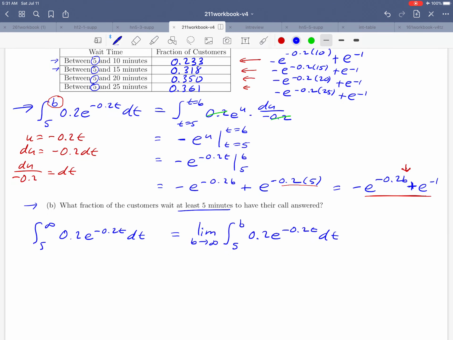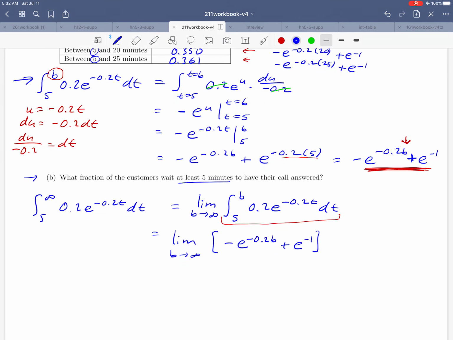Okay, so to do this, we'll start by just doing the integral that's on the inside here, and we actually already calculated that integral and got this answer up here that I'm underlining from part A. So we'll use that calculation that we already did. Okay, and now the second part to finish this is we have to take the limit as b goes to infinity.